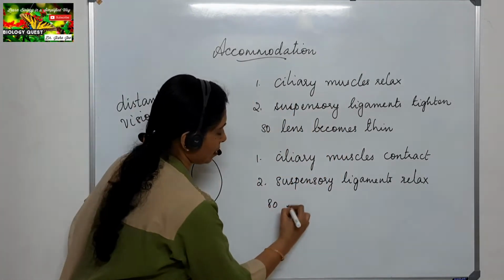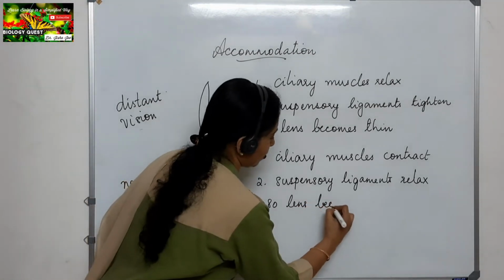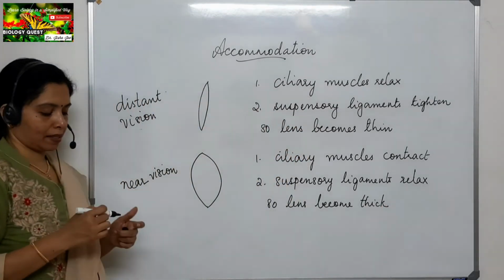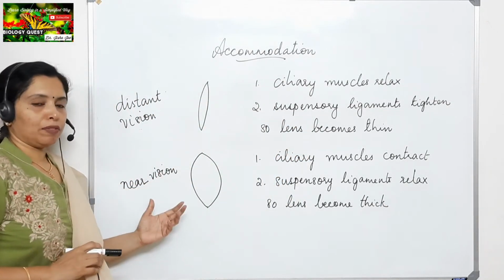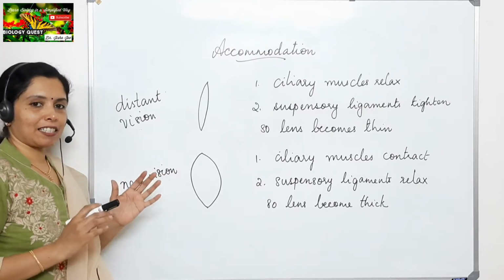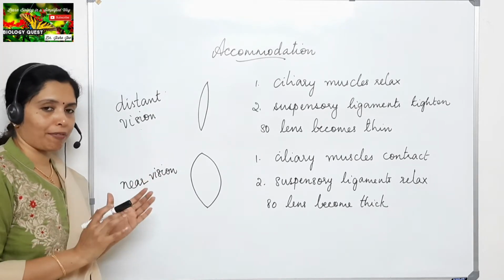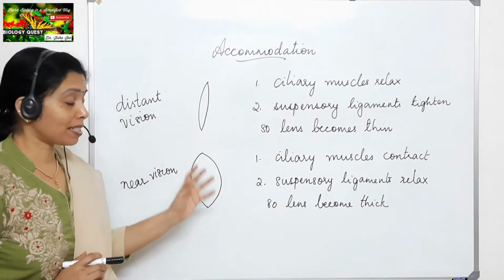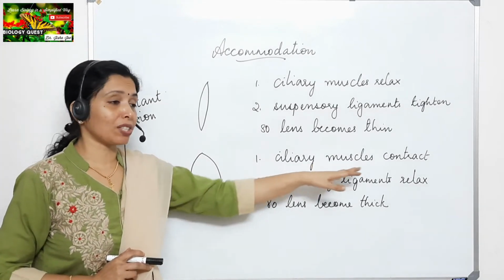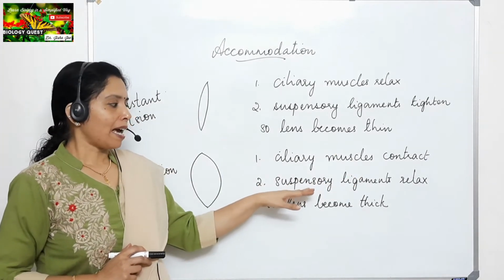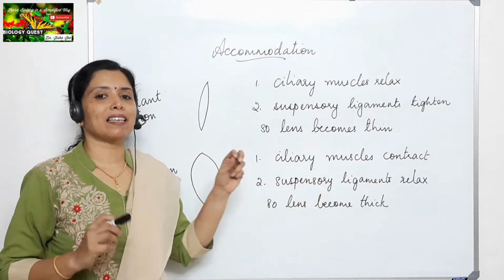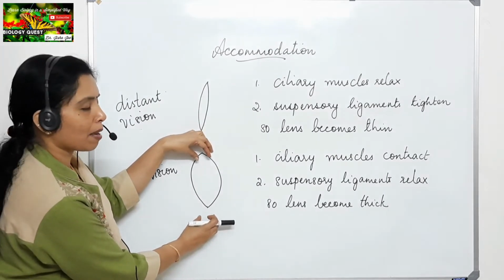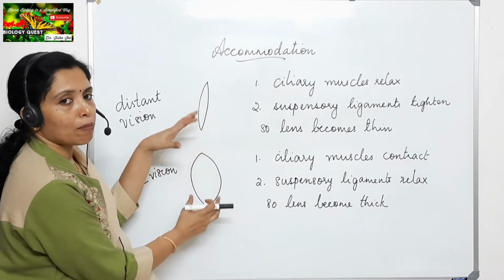And so what happens? The lens becomes thick or it becomes more convex. Okay, so for near vision, what happens? For near vision, the shape of the lens should be more convex or it should be thicker. So how does it occur? How is it brought about? This is brought about by the contraction of the ciliary muscles, and as a result the suspensory ligaments relax. So when there is relaxation of the suspensory ligaments from both ends, what happens? Naturally the lens becomes more convex.